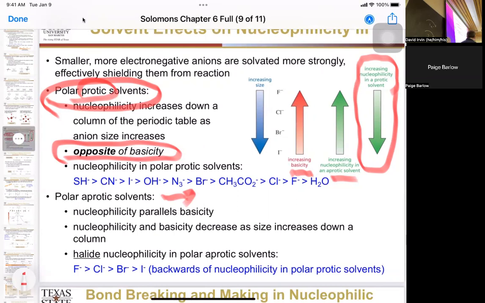And in basicity, we have the idea that fluoride is more basic. It was a weak acid, so that makes it a stronger base, which means it's going to be more nucleophilic than chloride, which is more nucleophilic than bromide. But that's backwards from here. Look, iodine is more nucleophilic than bromine, which is more nucleophilic than chlorine. So it's very important to identify the solvent as protic or aprotic.